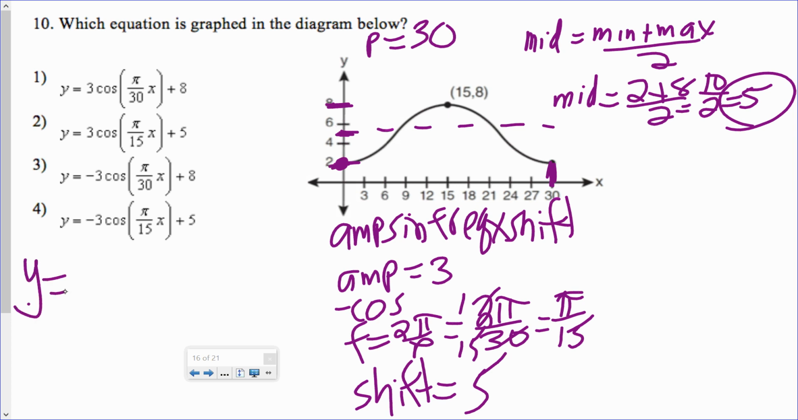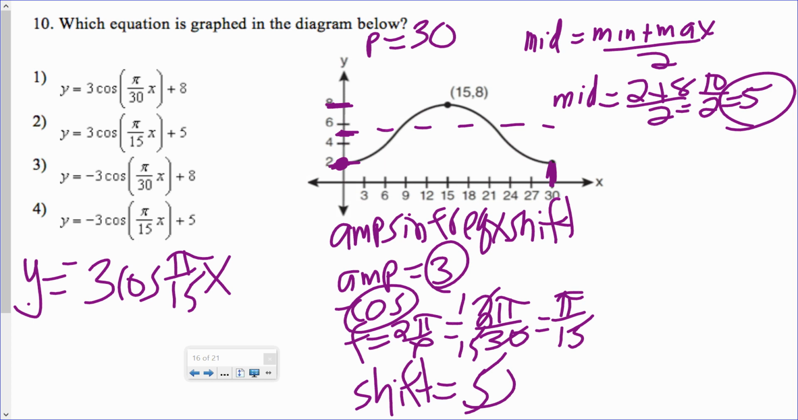Amp is 3. Sine or cosine, negative cosine, negative goes in front. Freq. x shift. It's got to be negative, so it can't be those. There's your answer, choice 4.